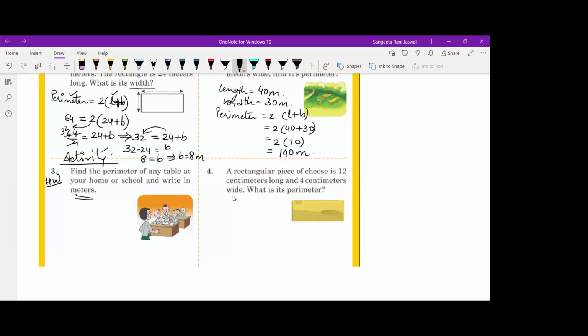Now see the next question. A rectangular piece of cheese is 12 centimeters long and 4 centimeters wide. What is its perimeter? Please do this question.